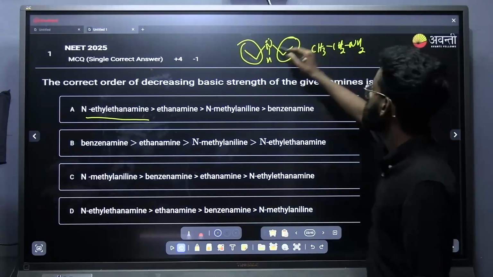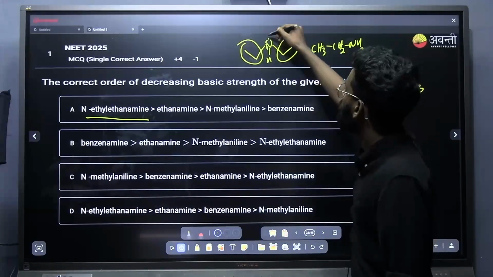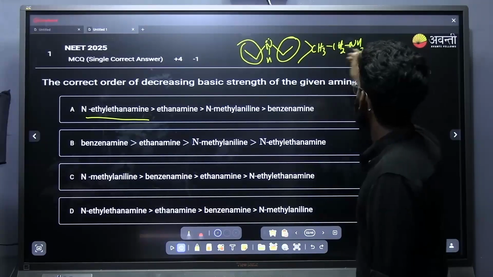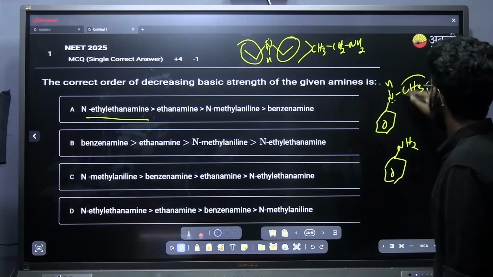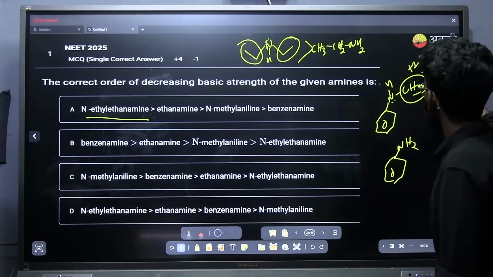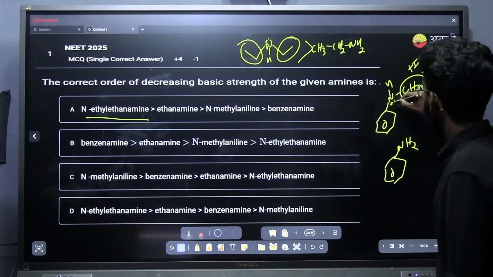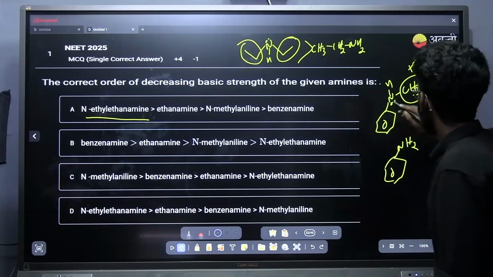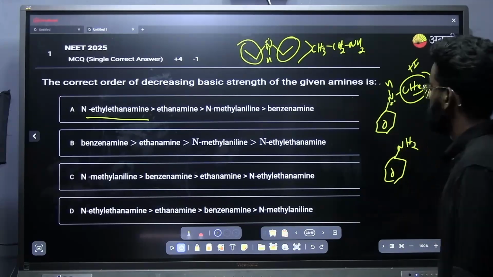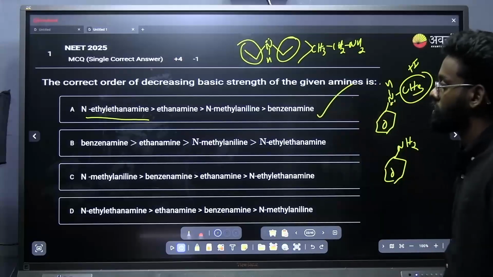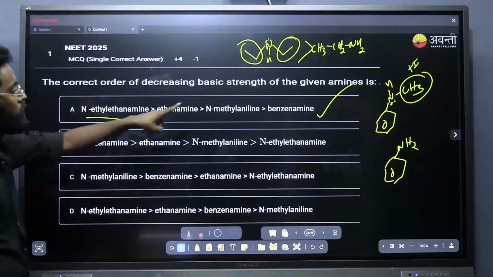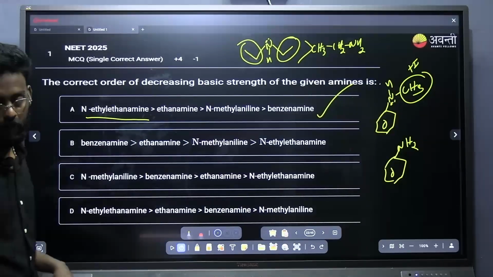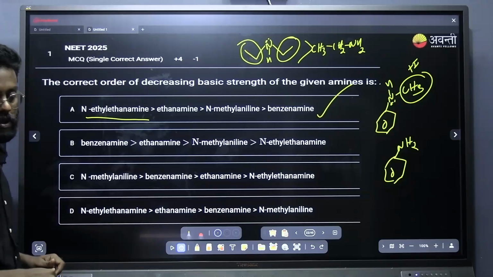Among these we can see there are two inductive groups, so it is going to be more basic. Compared to that one, this one is more basic. Now comparing these two aromatic compounds, which one is more basic? Here there is an inductive effect. Due to the inductive effect, the lone pair of nitrogen will be more easily available, electron rich, so this is more basic compared to benzene amine. So what is the order? N-ethyl ethanamine greater than ethanamine, then N-methyl aniline, then benzene amine. That is the order. Have you all got the same answer?